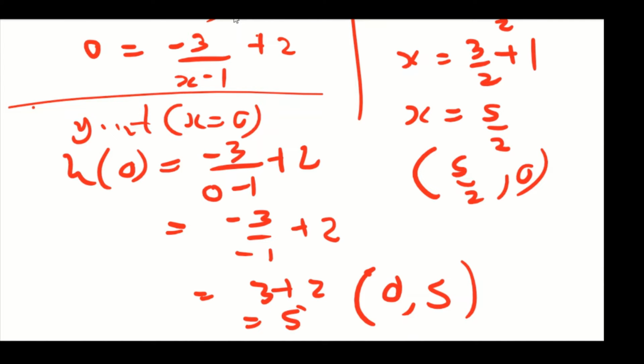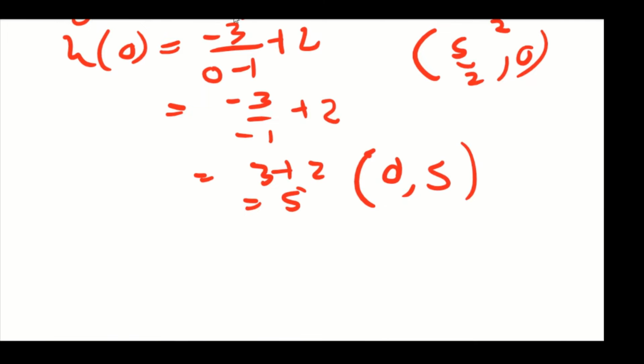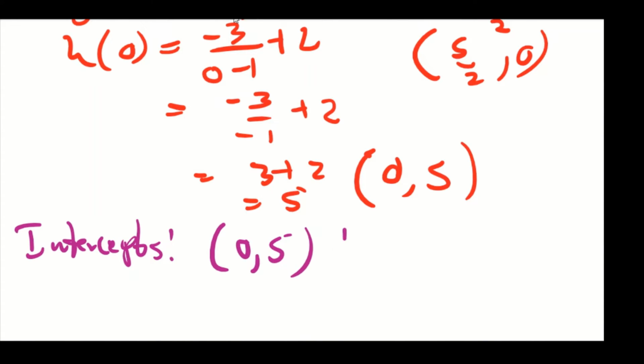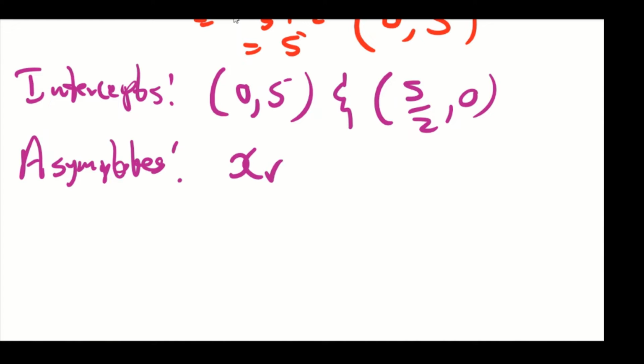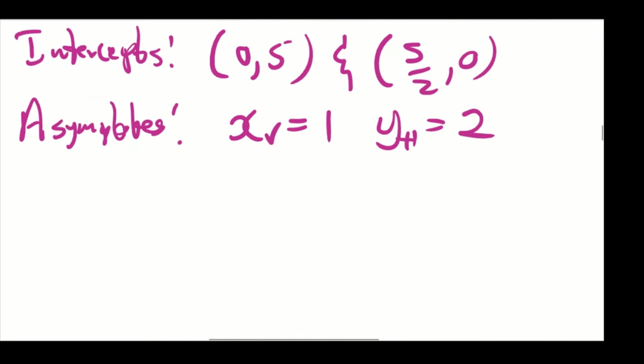So now you have your intercepts, let me indicate here. So your intercepts, you have your intercept of 0 and 5 and 5 over 2 and 0, and then you have your asymptotes, which your vertical asymptote equals 1, horizontal asymptote is equal to 2. So now you can draw your hyperbola, right? So you're just going to draw.